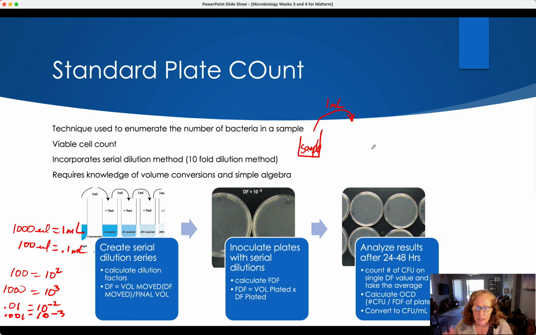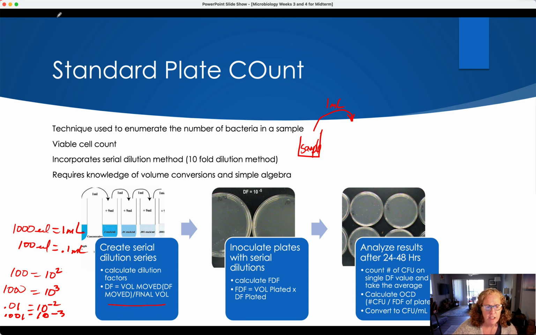So this serial dilution I am carrying out is being carried out on volume, not on concentration. Also, when we move a sample from one tube to another, we're going to have to calculate what's called a dilution factor. So this is the dilution factor formula right here.